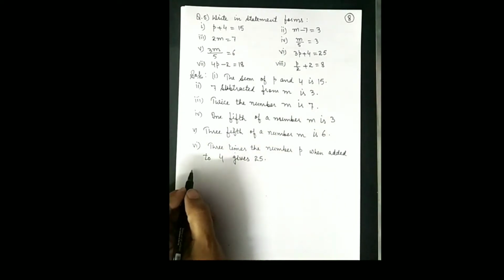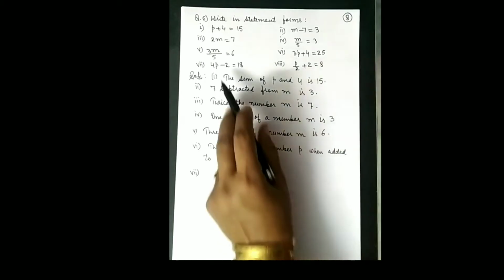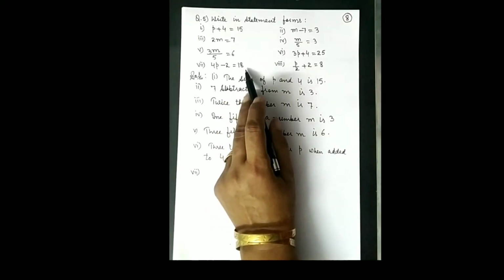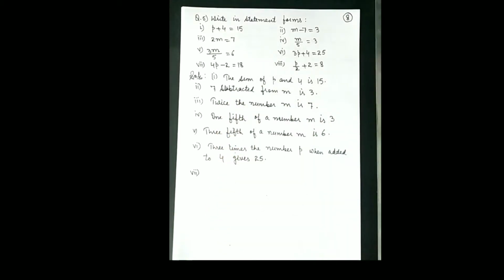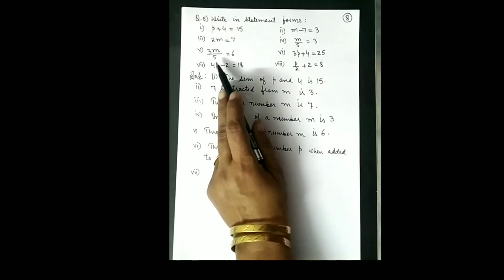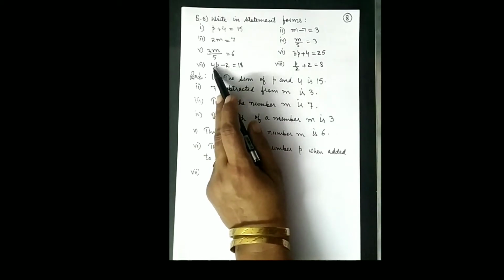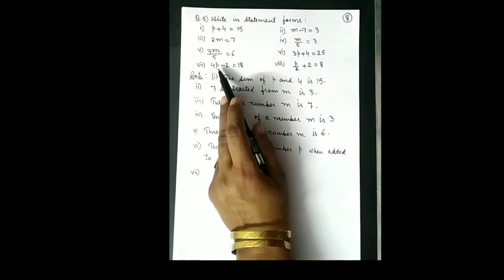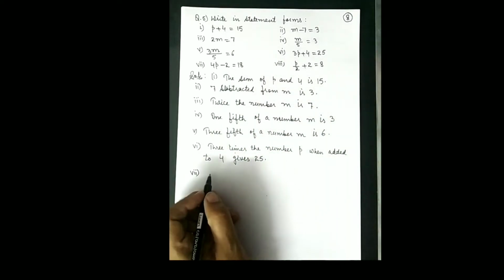Next, seventh part: 4P minus 2 is equal to 18. Now how will you write? 2 subtracted from which number? From 4 times the number P. So how will you write?